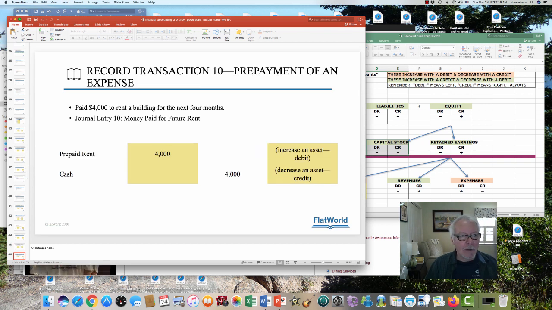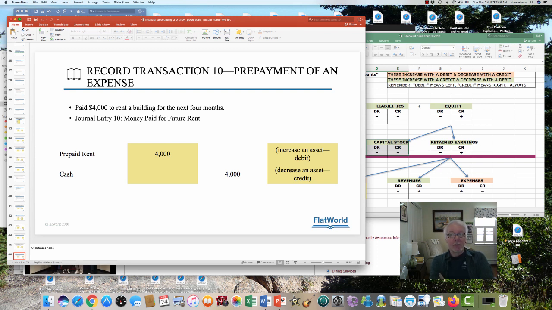My landlord wants a check for the next 4 months, I stand corrected. And I haven't used up this item yet, and if I've got something I paid for that I haven't used up yet, it's an asset. It will benefit me in the future, but it has not yet been consumed. In this case, it's the rental of space. All right, so I've got to debit something, right? That debit will go to prepaid rent, an asset.